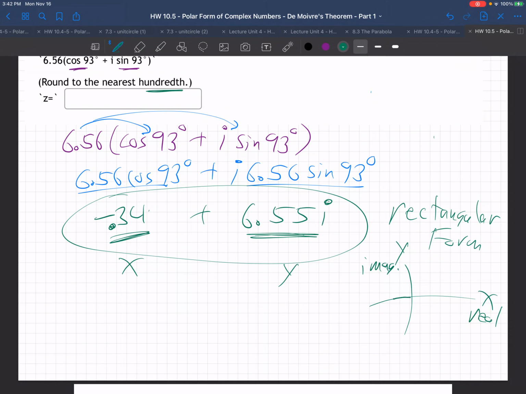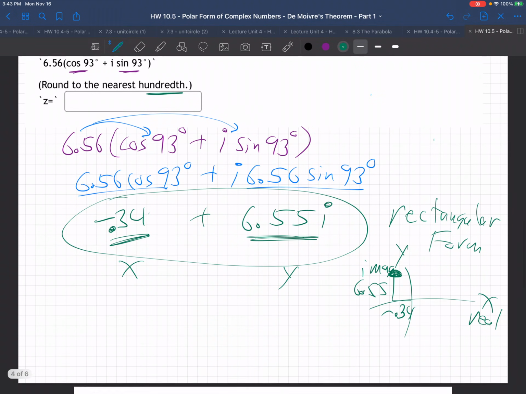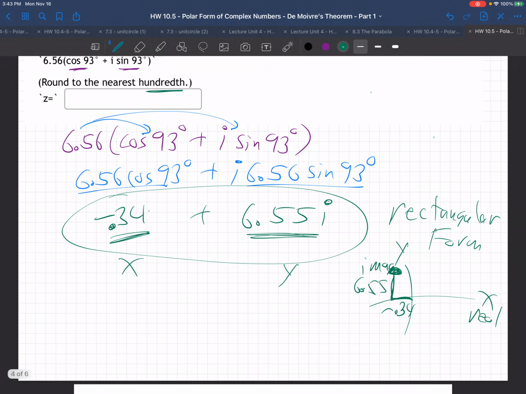It would be back negative 3.4, up, back and up, wouldn't it? Back 0.34, up 6.55. There would be that complex number in the second quadrant, back and up. Remember, the x is the real part and the y is the imaginary part. So it's like a rectangle. See, that forms half of a little rectangle. So they move rectangularly, sideways and then straight up and down.